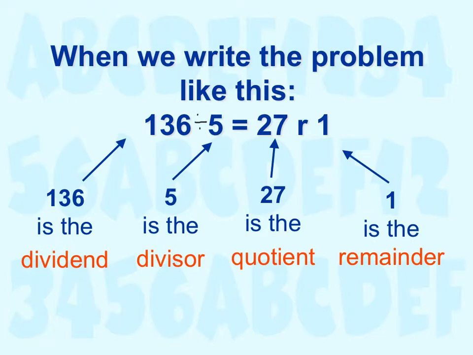Division problems can be written in several different ways. We're going to look at those ways and use our terms we just defined in the previous slide. So when we write the problem like this, 136 divided by 5 equals 27 remainder 1. 136 is the dividend, 5 is the divisor, 27 is the quotient, and 1 is the remainder.